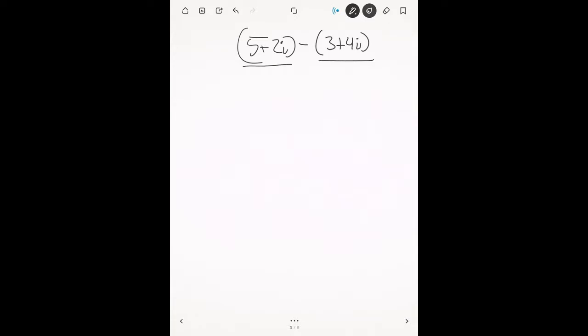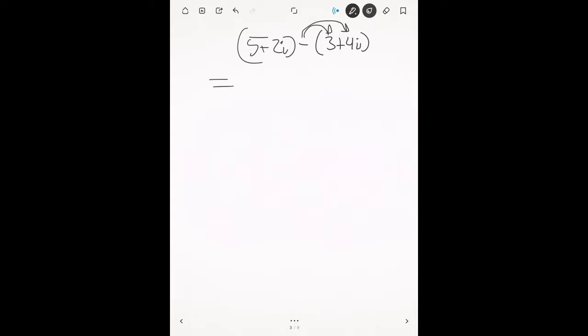So 5 plus 2i is one number. 3 plus 4i is one number. So we want to treat them as such. We just want to treat them as their individual numbers and recognize that. Now, if we're going to go ahead and subtract this, well, I can't just get rid of the parentheses yet. I'm going to have to distribute this through.